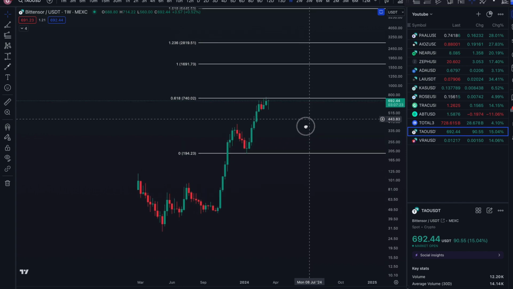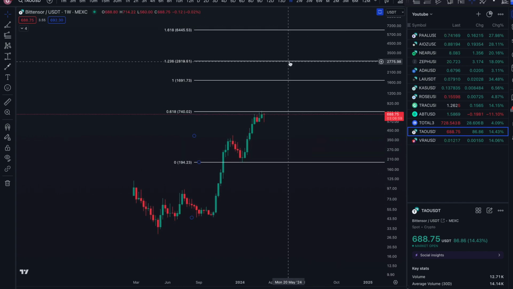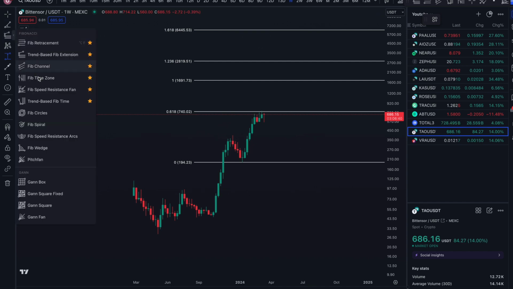The 1 to 1, 1618, that's what I normally look at, is 6,400. Will it get there? You never know with Tau. Tau's a really, really strong coin. All I can say is we're in the third of the third.